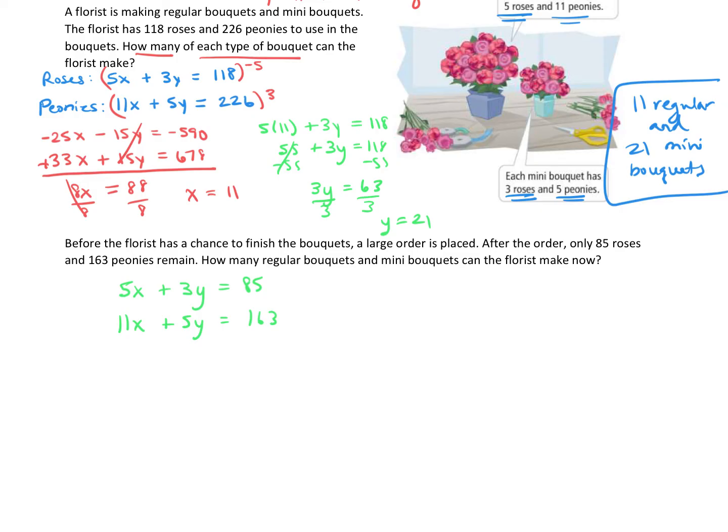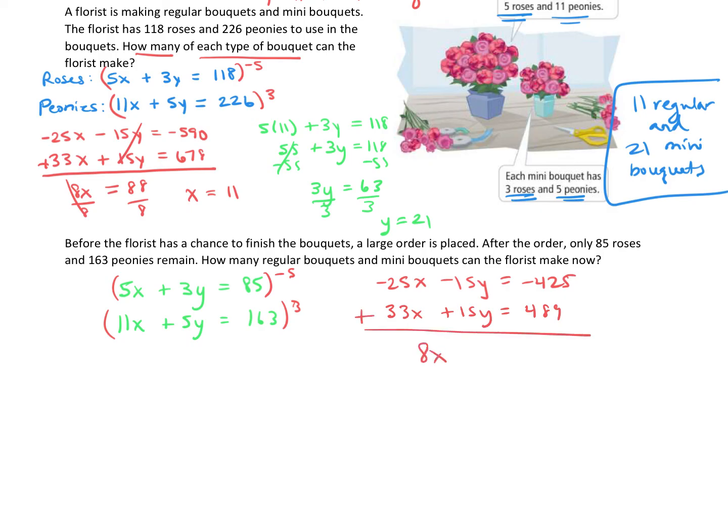All right, so we can just follow our same process. Let's eliminate those y's again. We can do that by multiplying the top equation by a -5, the bottom equation by a +3. When we multiply the top equation by a -5, we get -25x minus 15y. So all this will be the same. It's just that number on the end is going to turn into a -425. When we multiply 3 through this second equation, we're going to get the 33x plus 15y, but now it's going to equal 489.